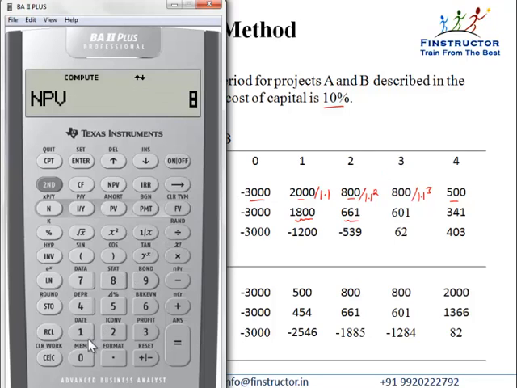So press the button 800. We can clear out first. Then press 800. Store it in the memory register 1. Press 1.1 to the power 3. Press the button y to the power x 3 and press equal to. Store it in the memory register 2. Recall 1 divided by recall 2 will give you $601 as we have mentioned.